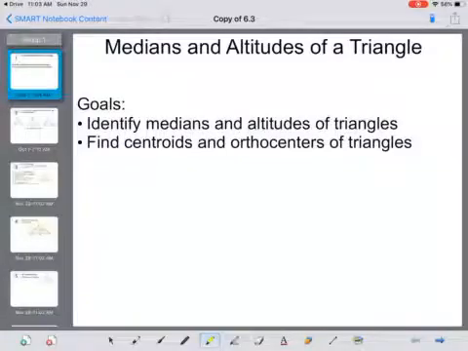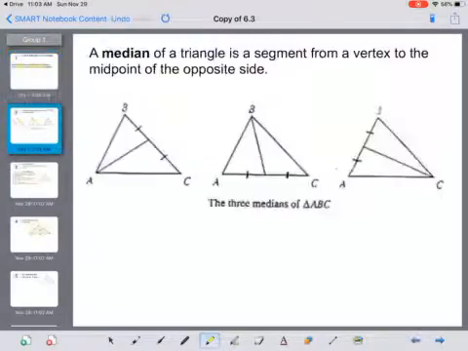All right, today we're going to look at 6.3, which is looking at medians and altitudes within a triangle, and then how that correlates to centroids and orthocenters. First thing we're going to talk about is a median of a triangle is a segment from the vertex to the midpoint of the opposite side.